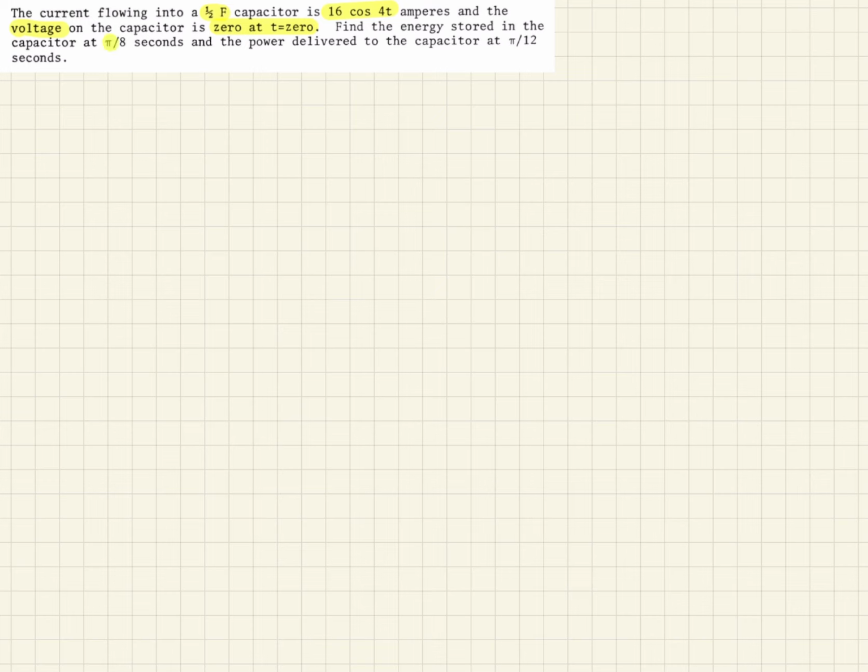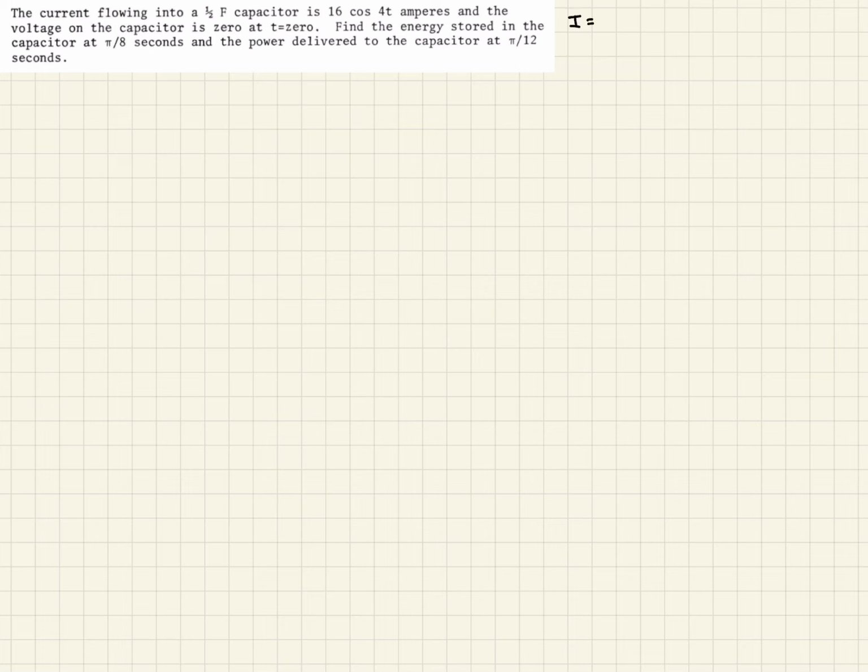The first one is at pi over 8 seconds, what is the energy stored in the capacitor? And then at pi over 12 seconds, what is the power delivered to the capacitor? So a couple of things here to figure, so let's see how this works. So the first thing we're going to note, just a couple of things here.